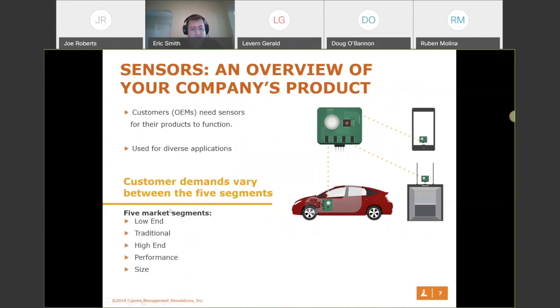The 5 market segments are listed down here: low end, traditional, high end, performance, and size. We try to keep this as logical as possible, as close to the real world as we can. Your low end consumer is very price sensitive. They're not looking for something that just came out of beta. They're looking for something that's proven and cheap. In high end, they're looking for the polar opposite, right? They want brand new, cutting edge, the product that just came out of beta, and they're willing to pay more for it.